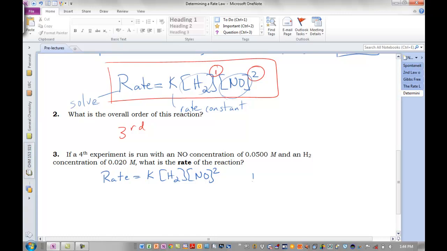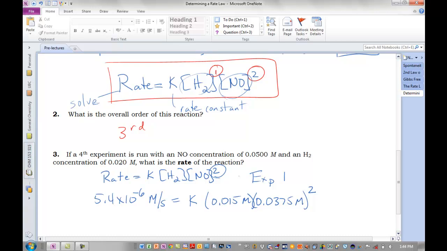So using the data from experiment 1, my rate from experiment 1 was 5.4 times 10 to the negative 6th molar per second. I'm going to solve for K. Hydrogen from experiment 1 was 0.015 molar. NO from experiment 1 was 0.0375 molar, squared. Don't forget that it's raised to the second power. And now we rearrange this equation and solve for K.